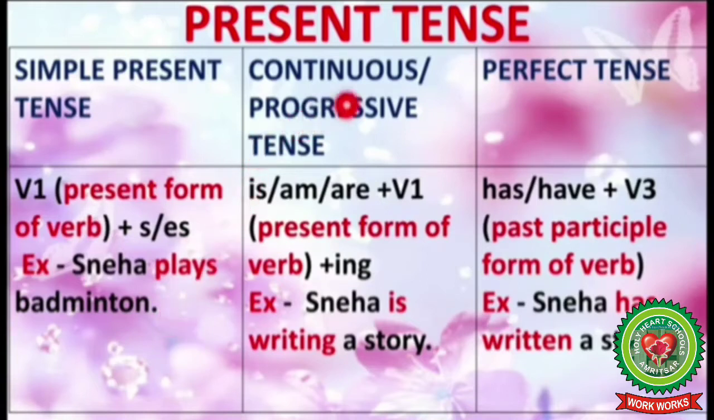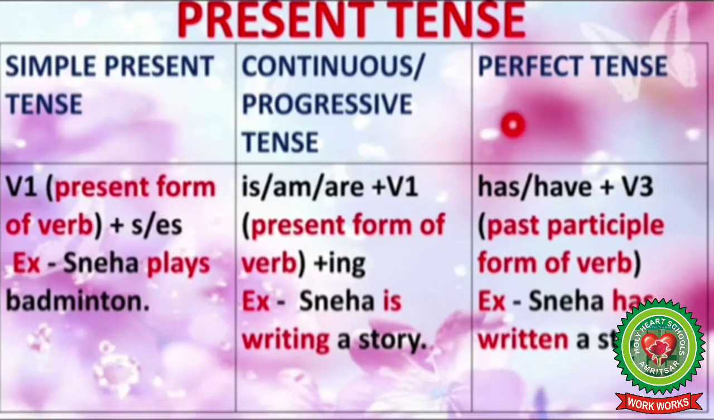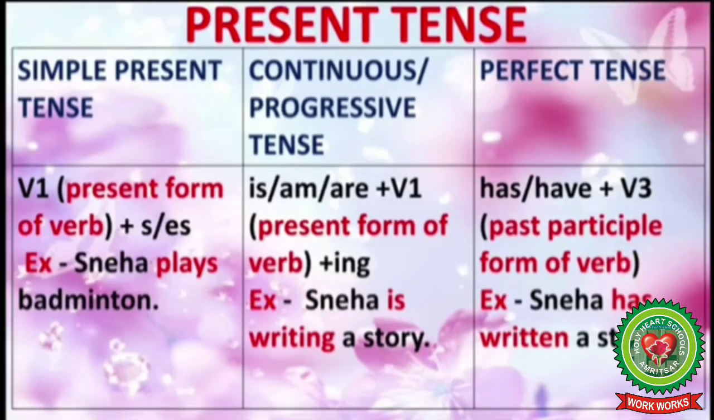In present continuous or progressive tense, is/am/are plus present form of verb plus ing is used. For example, Sneha is writing a story. And in present perfect tense, has/have plus past participle form of verb is used. For example, Sneha has written a story. Students, I hope that present tense is clear to all.